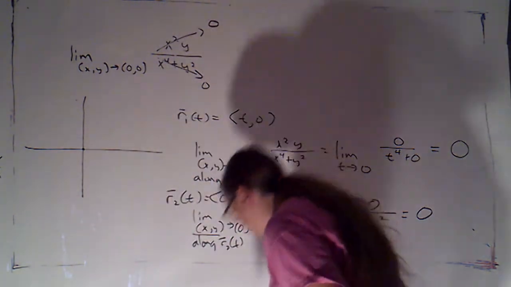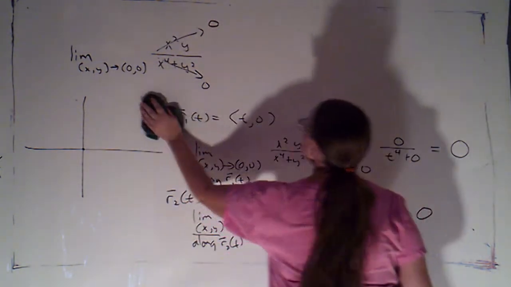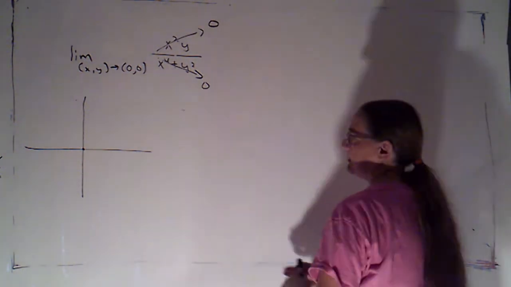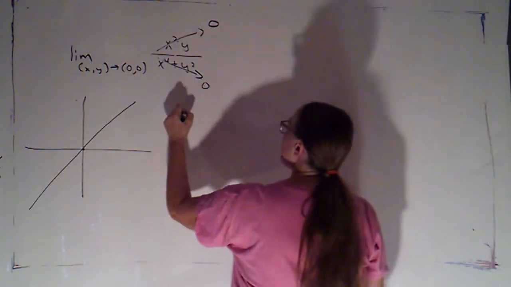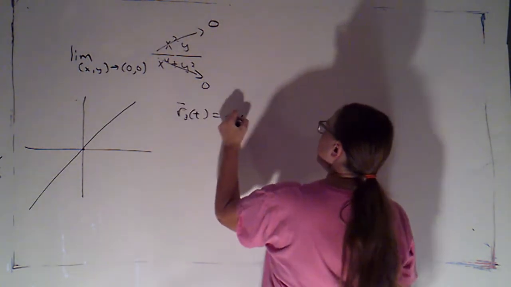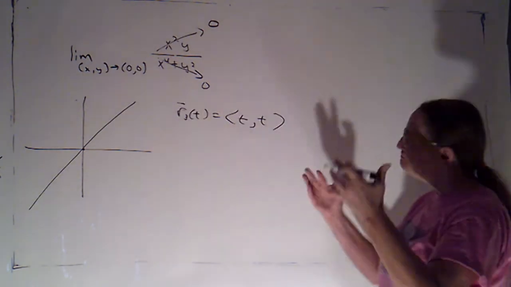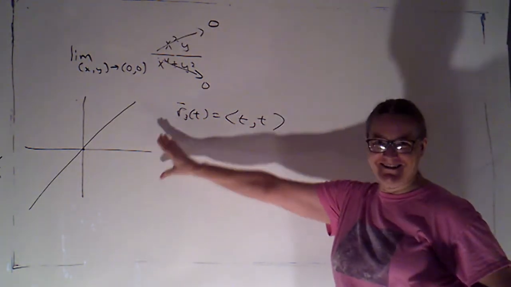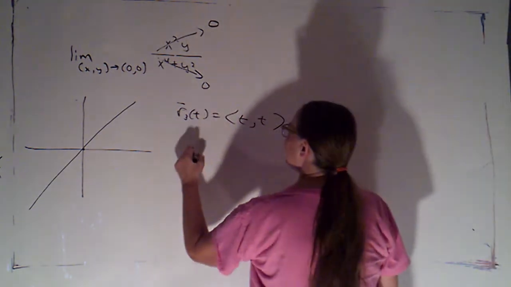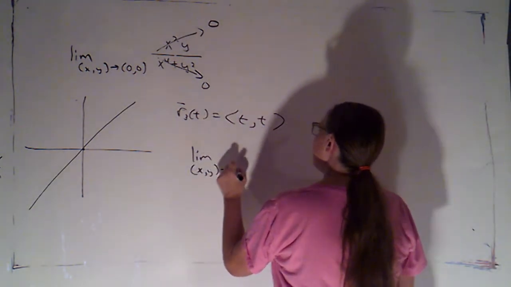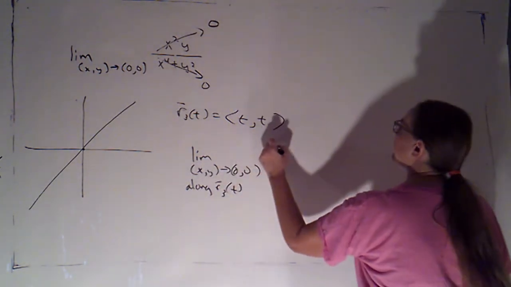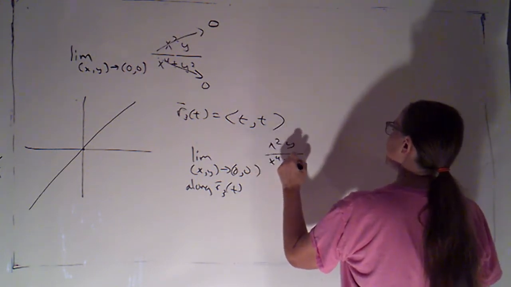Okay, so I'm going to just choose the line y equals x. So let's try that. R3 of t would be (t, t). Okay, that also goes through the origin. Do make sure your path goes through the origin. Okay, let's see. So the limit as (x, y) goes to (0, 0) along R3 of t of x squared y over x to the fourth plus y squared.